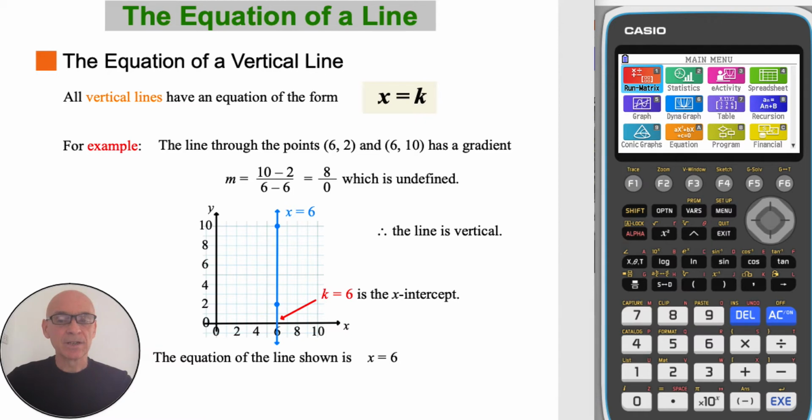All vertical lines have an equation of the form x = k. For example, the line through the given points has a gradient m which is undefined. Therefore, the line is vertical. As can be seen in the diagram, the x-intercept of the line is 6. So the equation of the vertical line shown is x = 6.